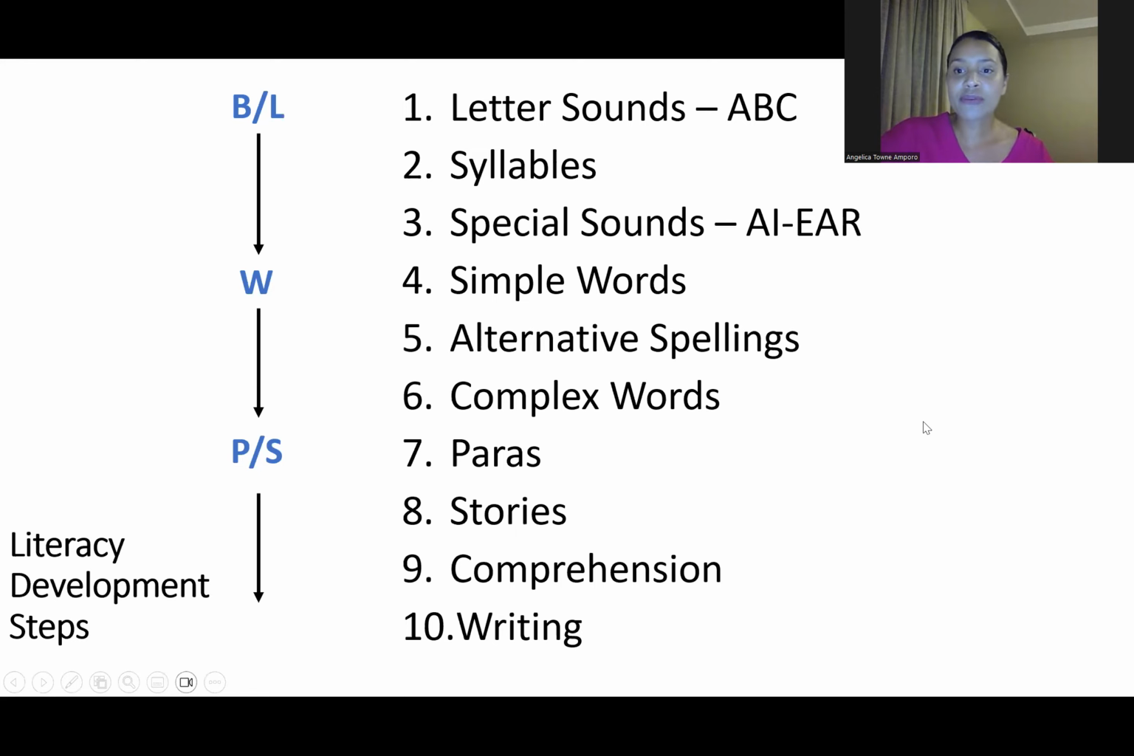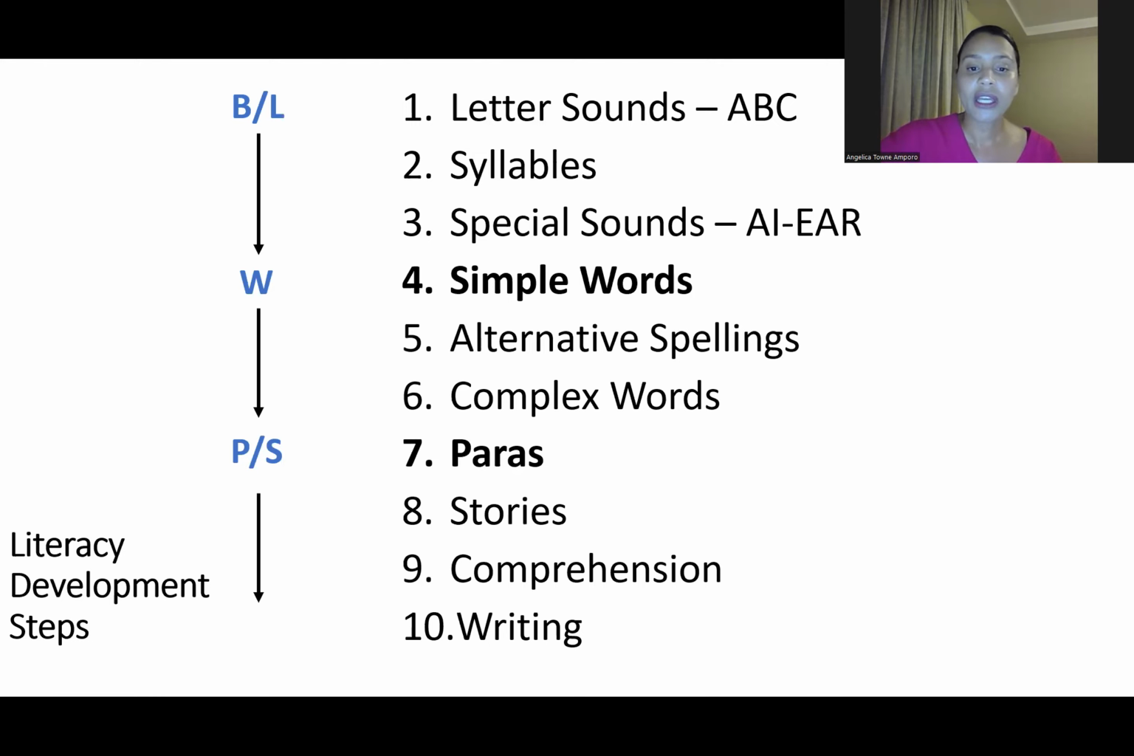Just as a reminder, these are our objectives, or what we're trying to do in terms of developing children's literacy as we go from beginner and letter level to now word, and then to paragraph and story. We're focusing in this video on simple words, going from children who are able to read simple words up to being able to read paragraphs. And you see there's two steps in the middle there.